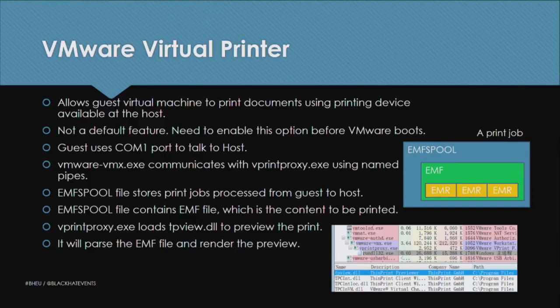EMF spool is a metafile format that stores a print job. It contains the device settings and the print content, which is represented by EMF file. We will not go over the details of EMF spool file in this talk. When vprintproxy.exe receives the print job, it will load tpview.dll to do a print preview work.